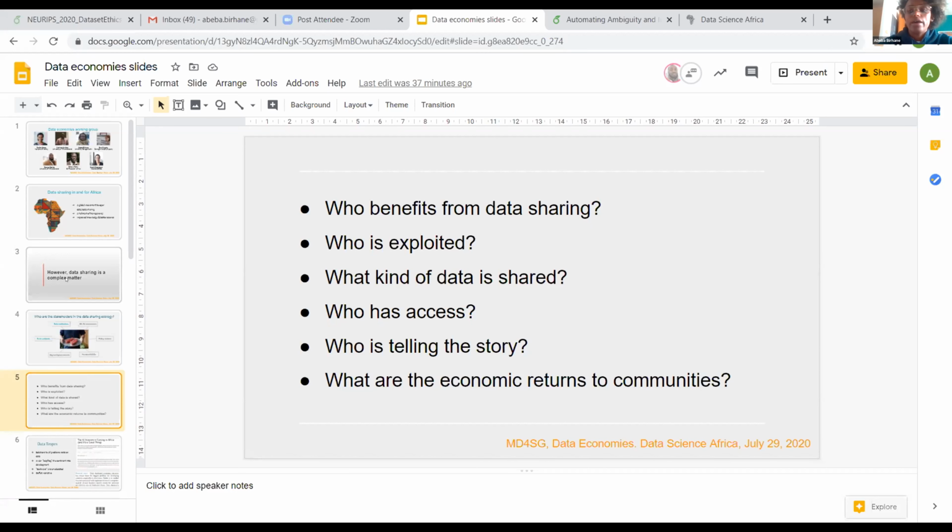Does the data contain sensitive personal information that should perhaps not be shared, because even if it is unidentifiable, it might have an impact on the data subjects themselves? But also, who has access? We believe that data are a form of telling a story. Through your analysis, you are telling a certain kind of narrative, so whoever has the data is the person telling the story. Who is telling the story? But most importantly, what are the economic returns to communities, especially the data subjects where data is extracted from? So we approach data sharing from these lenses.